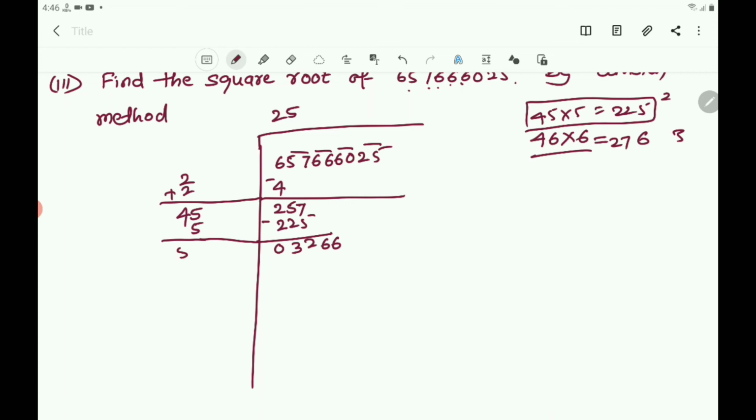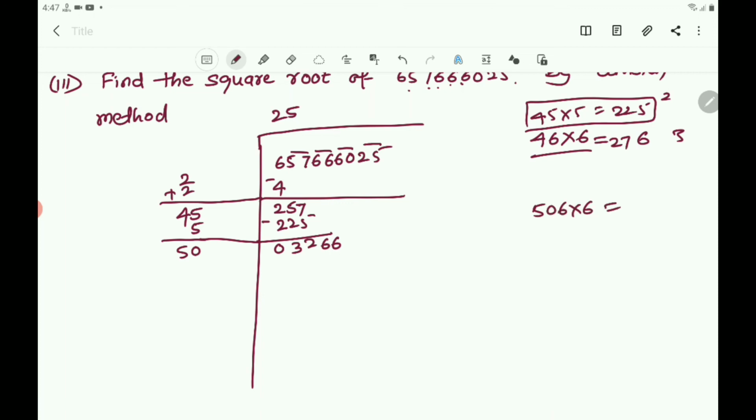Then it becomes 50. What you have taken, that must be added here. So it is 45 plus 5, you got 50. Again here the number is 3266. In front of 50 we have to take some digit and multiply by the same digit, and you guess here. Here it is 32 and 5 6s are 30. Try to take 6. So it is 506 into 6.